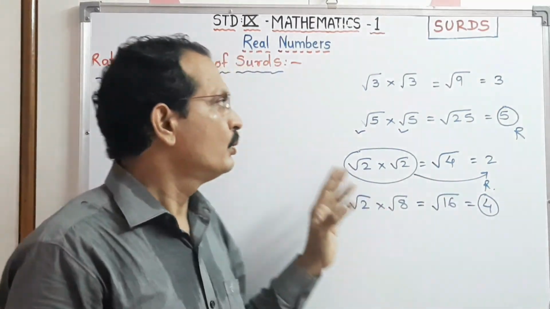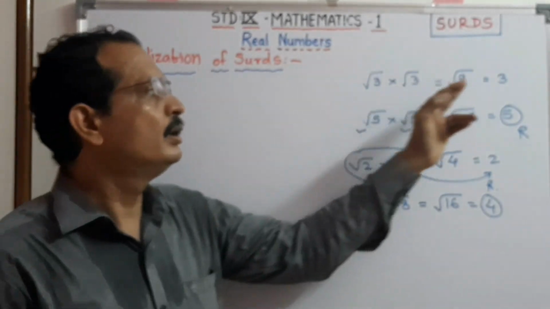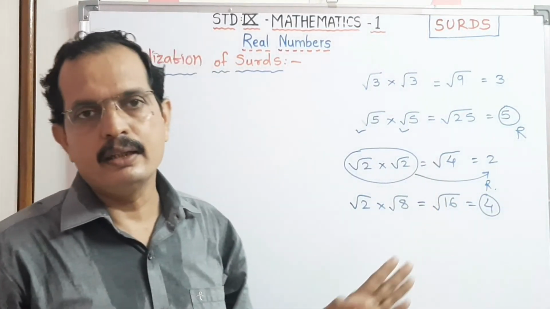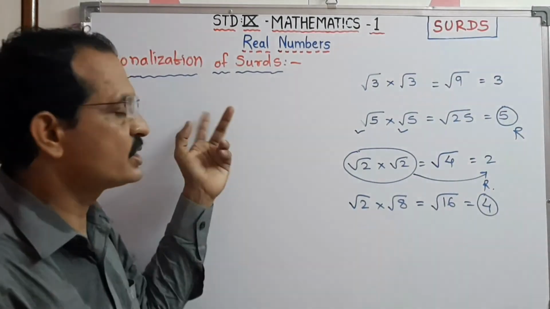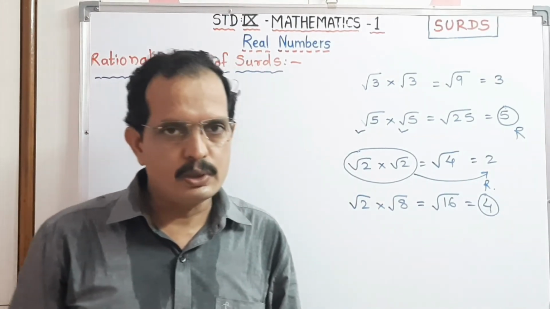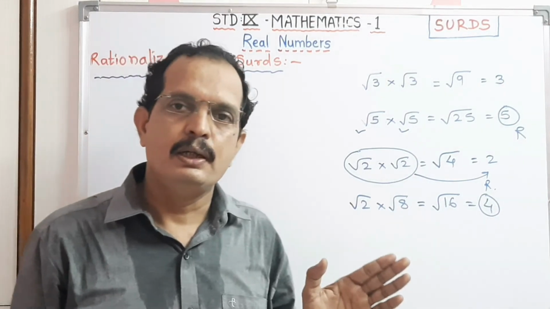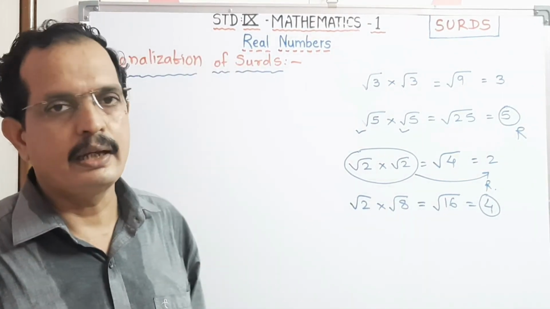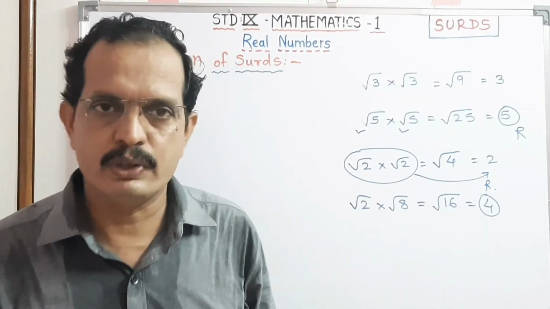Therefore when we multiply two surds and we get the product as a rational number, then the two surds are called rationalizing factors of each other. Dear student, this is the basic part of the surds. Based upon this, there is practice set 2.3. That practice set 2.3 we will see in the next video.